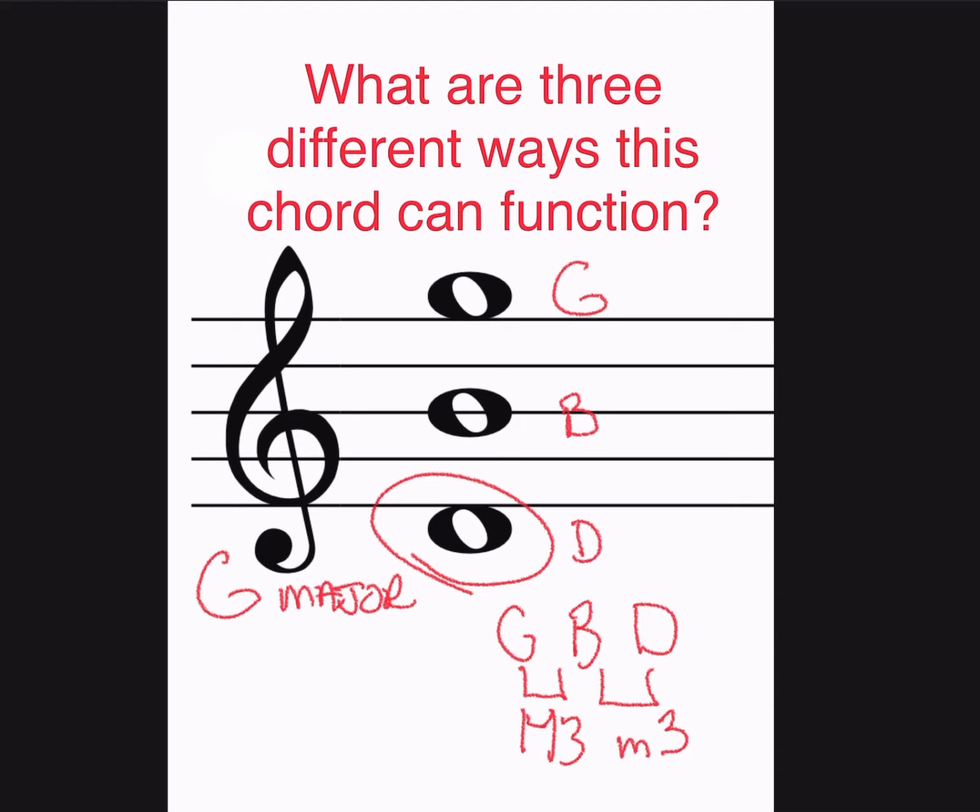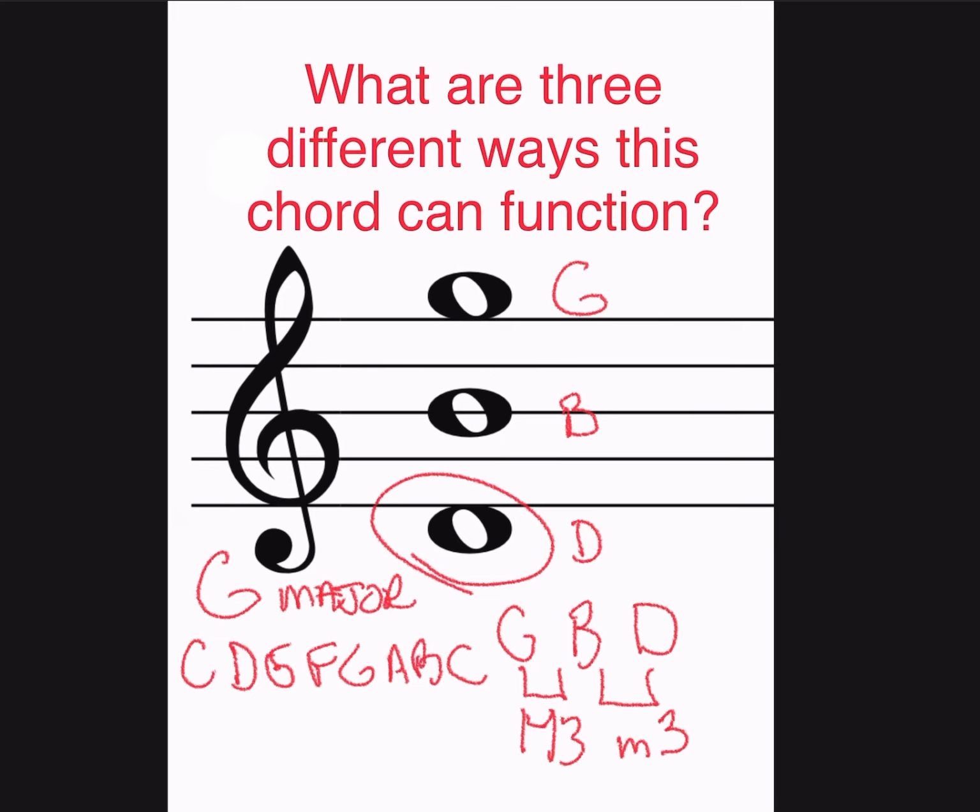Now, to answer the question, what are 3 different ways this chord can function? Chords, when you're thinking of major keys or minor keys, chords built from the notes of those scales end up functioning based on the scale degrees. And so in a major key, let's stick with major. Every major key, if I take C major, for instance, no sharps or flats, has the notes C, D, E, F, G, A, B, and C.